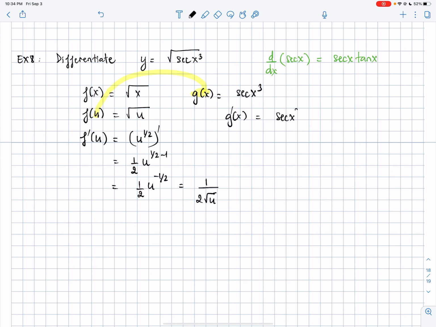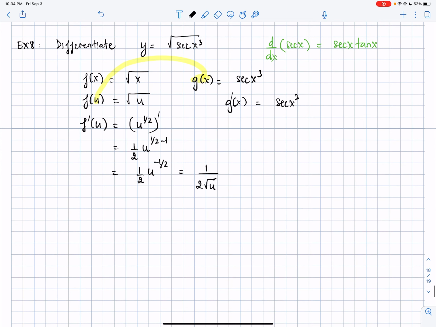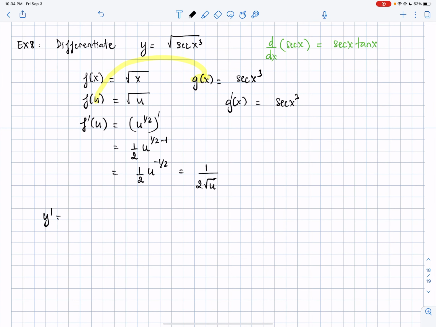Okay, so let's just write out this step first. Then we'll apply the chain rule for g of x later. Now y prime is 1/2 square root of u times secant x to the 3rd power prime. We plug in for the u, so 2 square root of u, where u is g of x, so secant x cubed.